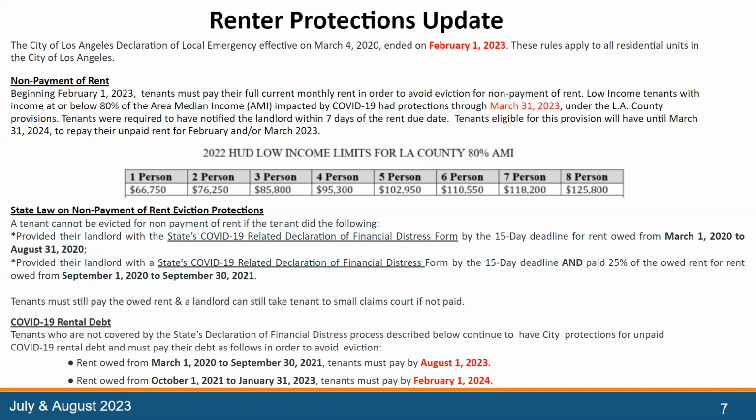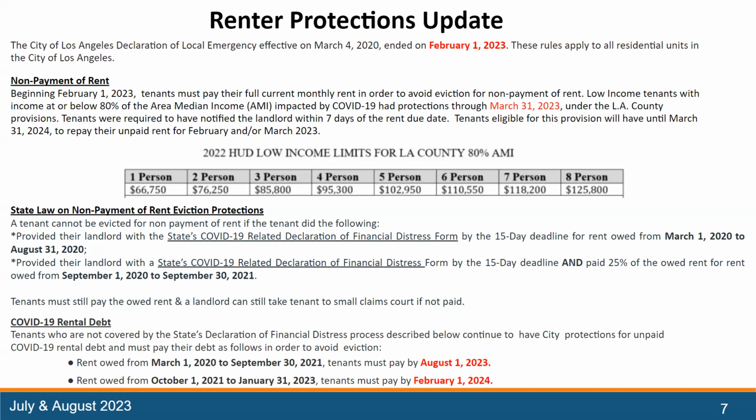A tenant cannot be evicted for non-payment of rent if they did the following. They provided their landlord with a California COVID-19 related declaration of financial distress form within 15 days of their rent being due for rent from March 2020 through August 31st, 2020.